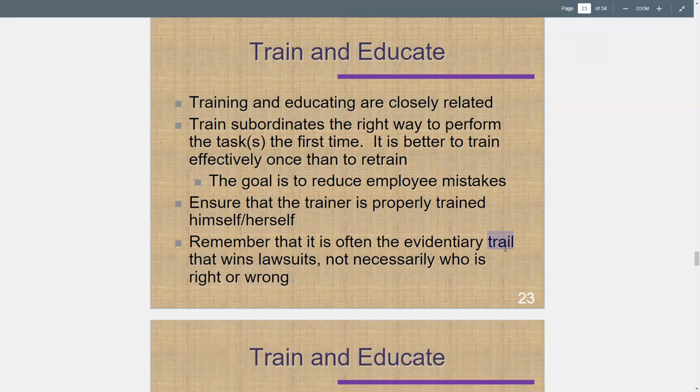Having that paper trail, it doesn't have to be paper, it can be an electronic trail, but having that trail to show that the training has happened and ideally that there was some test that the student had to pass is really, really powerful from a litigation perspective.